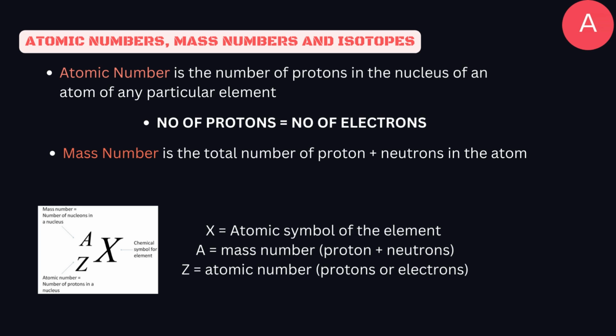As you guys can see from the picture, X represents the atomic symbol of the element. A represents the mass number, that is protons combined with neutrons. Z represents the atomic number, that is protons or electrons.